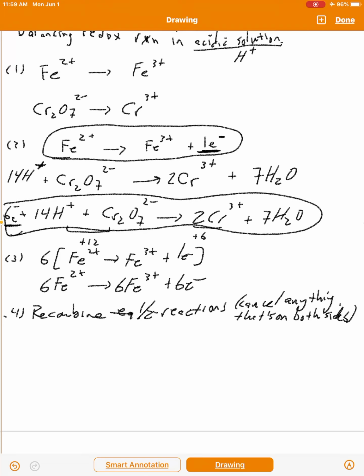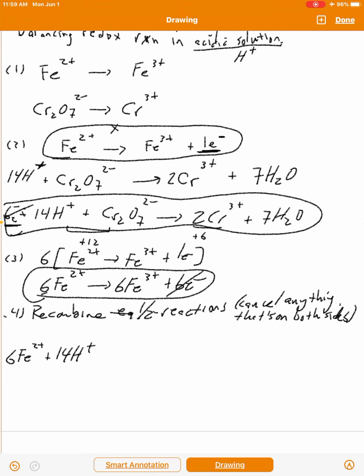Okay? So everything that's a reactant gets added together. Everything that's a product gets added together. So on the reactant side, oops, sorry, I forgot that the one that we're going to add is actually this one down here. Sorry, because we had to multiply it by 6. So combining them, you have 6 iron 2s. Over here, we got 6 electrons, but our 6 electrons are going to cancel, so get rid of those. 14 hydrogen ions and dichromate. Is there anything else on the reactant side? That's pretty much everything, right? H plus, dichromate, and iron.